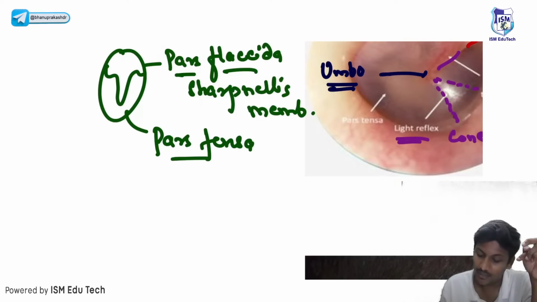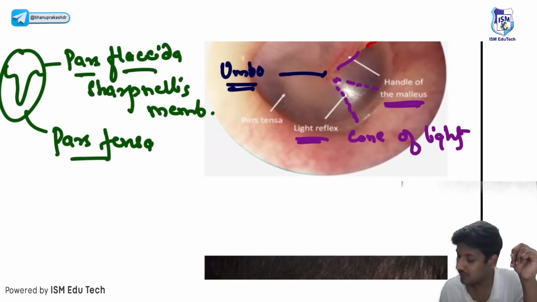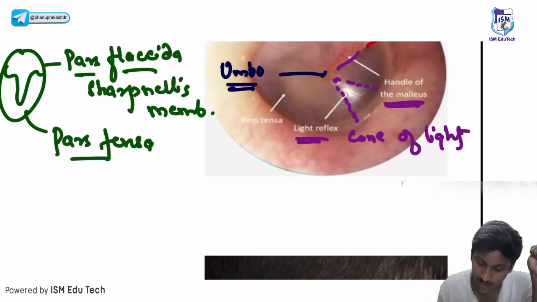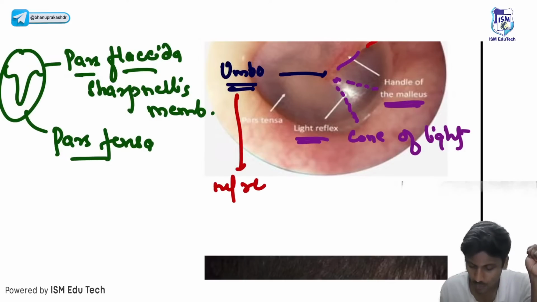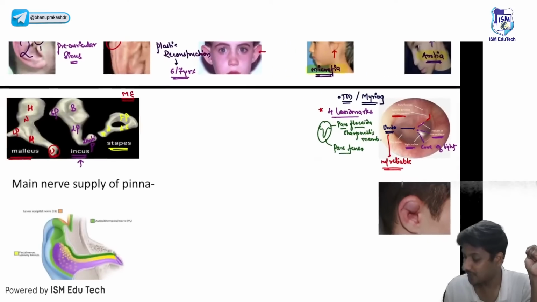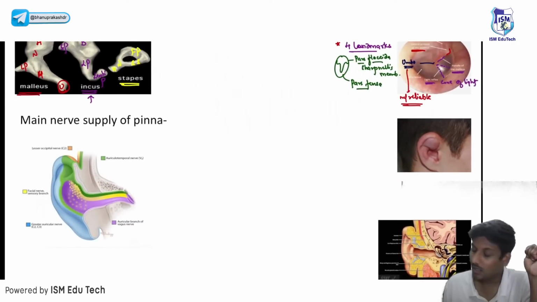Please let me know which is the most reliable landmark out of all these four. So please remember, the most reliable landmark of the tympanic membrane is the umbo. The most reliable landmark out of all these four is the umbo. That you need to remember. Okay? No issues till now? That is important to be remembered.